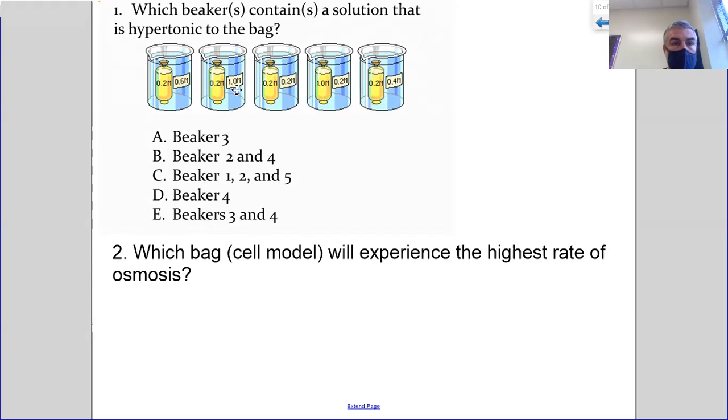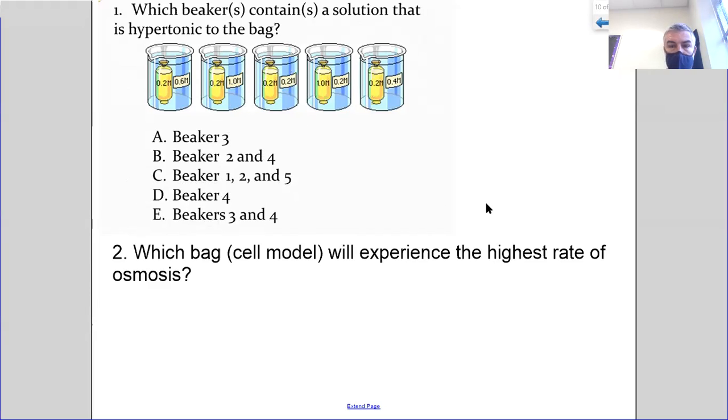Answer choice E is going to be isotonic, not beaker 3, and this one's hypertonic, so that can't be an answer. The only answer that actually makes any sense is going to be D, beaker 4 is hypertonic to that little bag. So then we want to get to the second part of the question about rate.